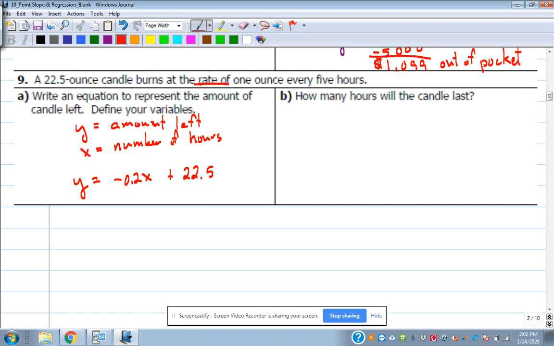Because there's a decimal in 22.5, I'm just changing it to a decimal. And it's a terminating decimal, so that makes it a little easier. If it said 1 ounce every 3 hours, I'd probably leave that as a fraction because you'd have to end up rounding that at some point. So if I leave it as a fraction, it'd probably be better. Then it says, how many hours will the candle last? Oh, how do we figure that out?